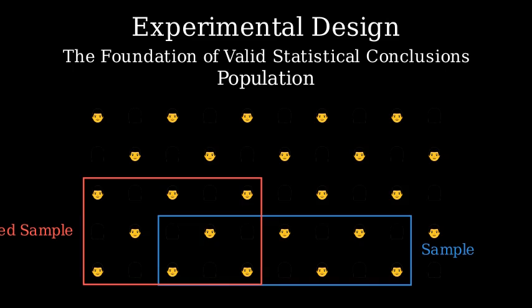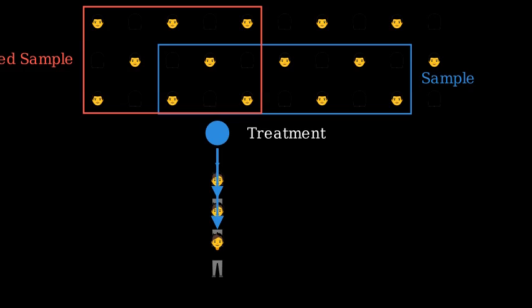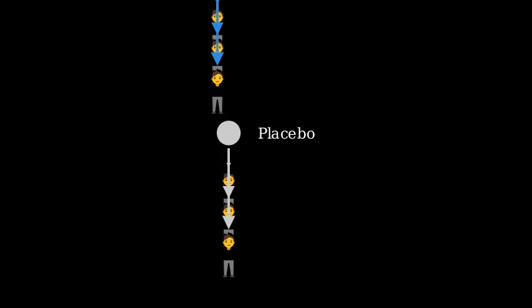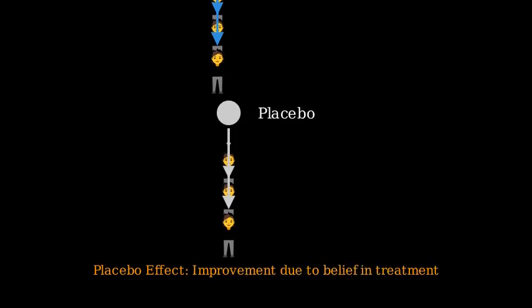Now, let's discuss a crucial concept in experimental design, the placebo. When testing a treatment like a new medication, we typically have a treatment group that receives the actual treatment and a control group that receives a placebo, an inert substance that looks identical to the treatment but has no active ingredients. The placebo is essential because it helps us isolate the true effect of the treatment from the psychological or other effects that might occur simply because subjects believe they're receiving treatment. This is known as the placebo effect.